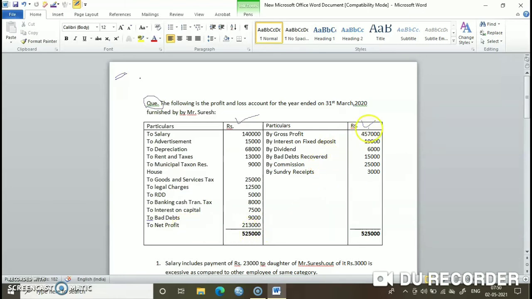The profit and loss account has a credit side with gross profit 4,57,000, interest on fixed deposit 19,000, dividend 6,000, bad debts recovered 15,000, commission 25,000 and sundry receipts 3,000. So the total of the profit and loss account is 5,25,000 and the net profit is rupees 2,13,000.